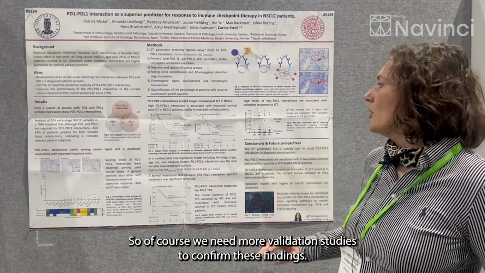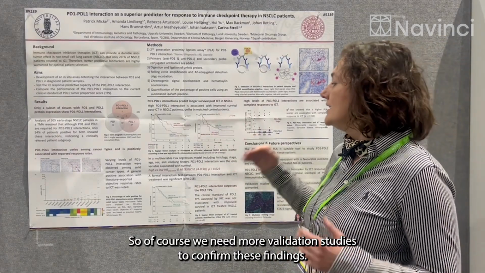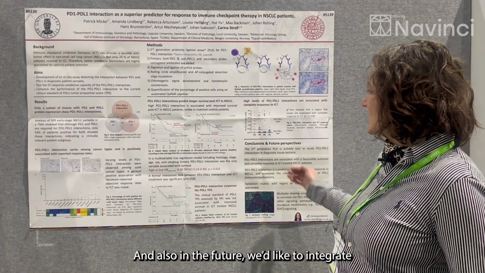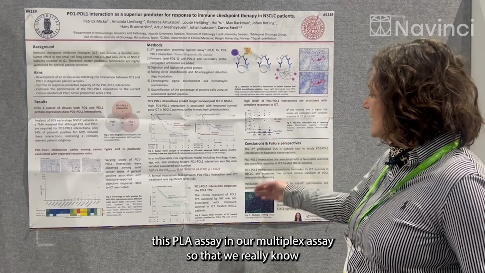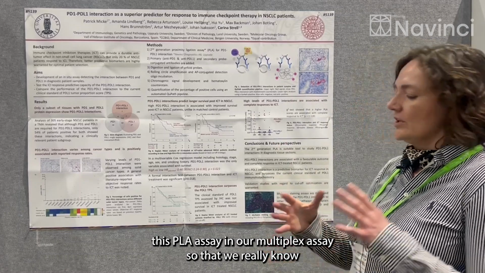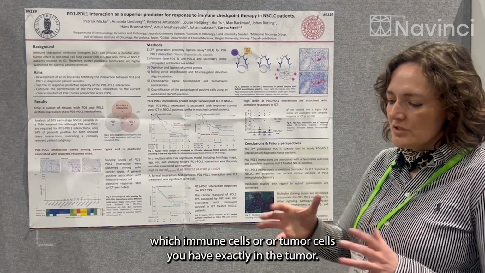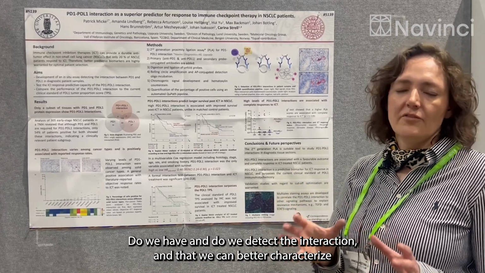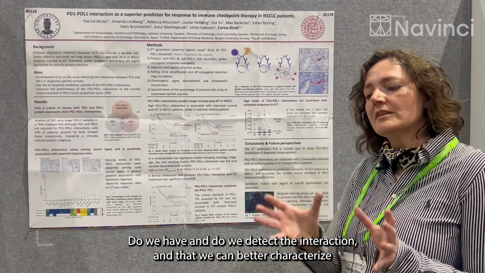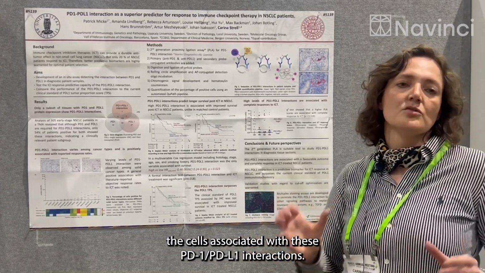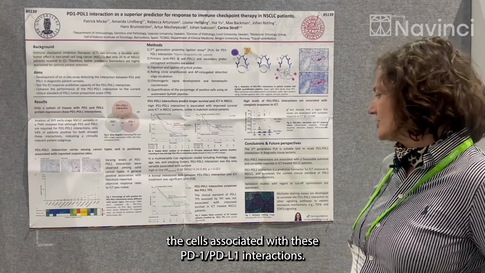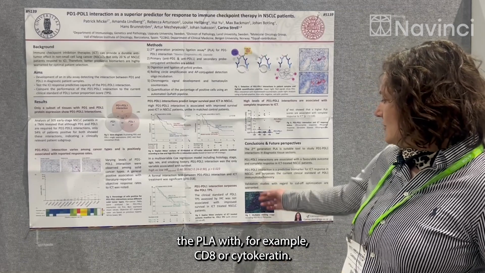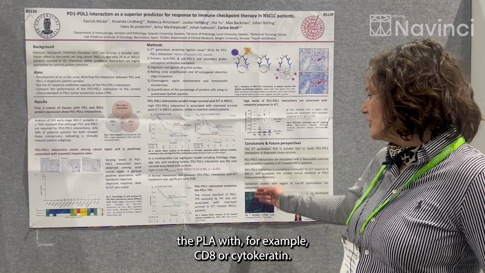Of course, we need more validation studies to confirm these findings, and especially the cutoff in other cohorts. In the future, we would also like to integrate this PLA assay in our multiplex assay so that we really know which immune cells or tumor cells, where exactly in the tumor, we detect the interaction, so that we can better characterize the cells associated with PD-1, PD-L1 interactions. We have preliminary data here where we could combine the PLA with, for example, CD8 and cytokeratin.